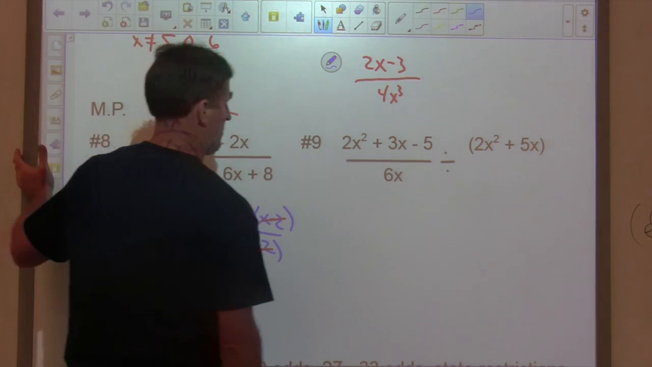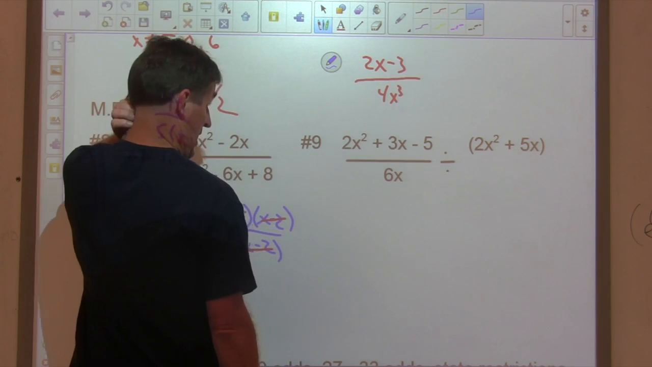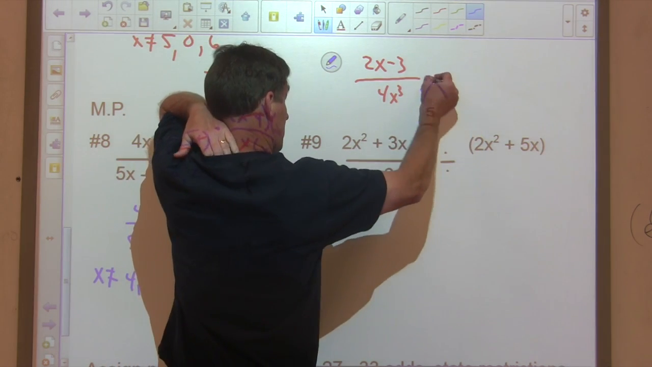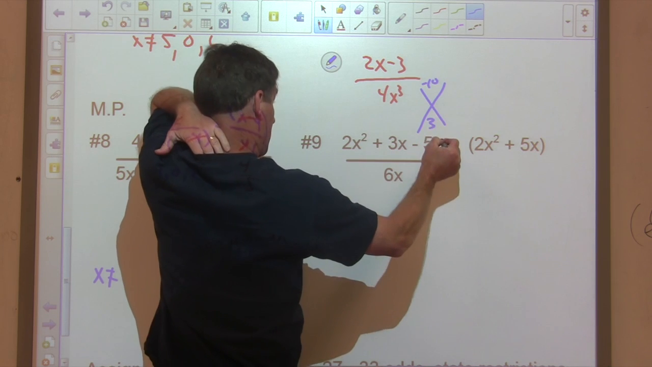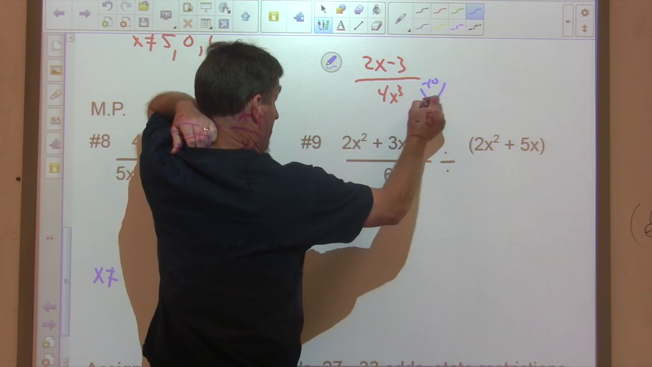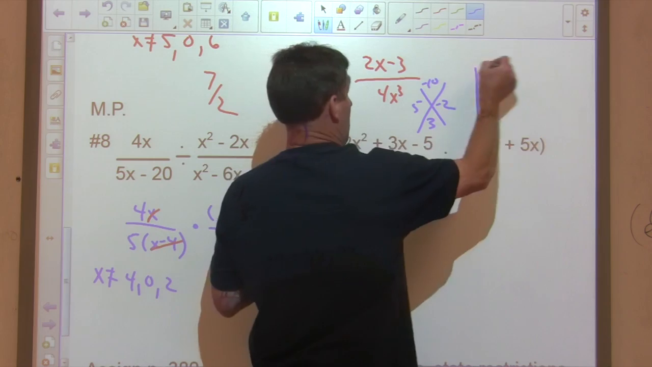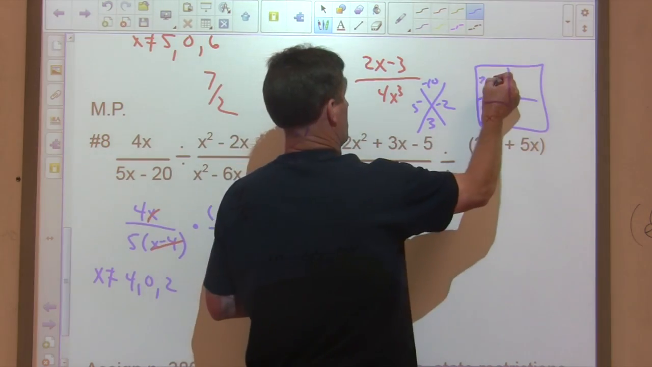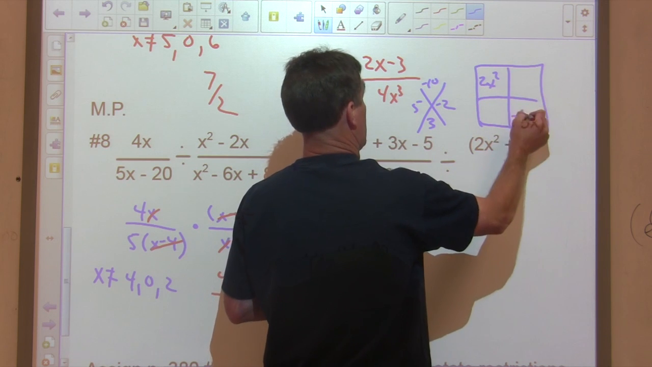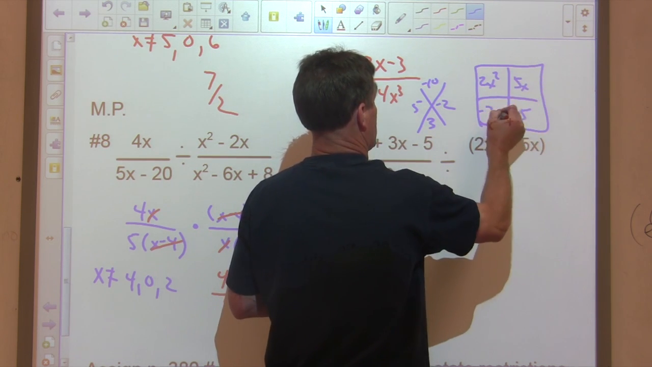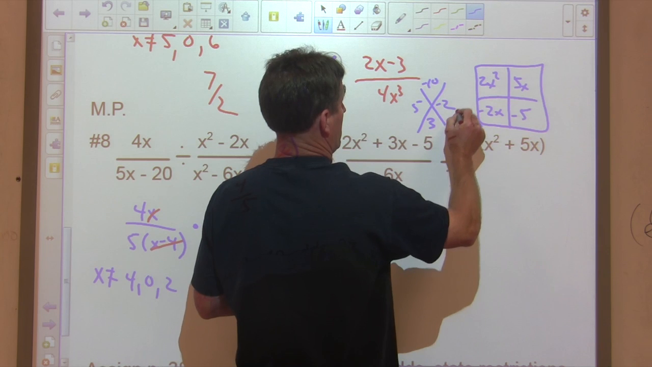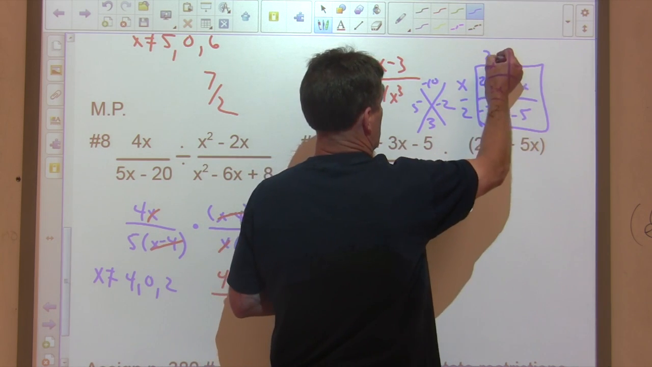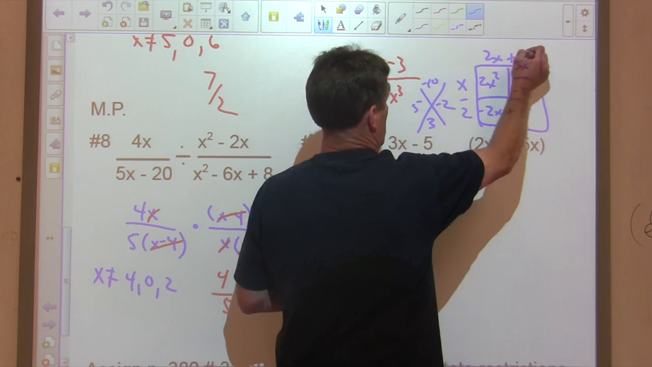And then this last one, again, you would have to do the x method. Negative 10 and 3. And so that would be 5 and negative 2. But then you'd have to build the box because our a is not 1. So 2x squared, negative 5, 5x, negative 2. So that would be x minus 2 and 2x plus 5.